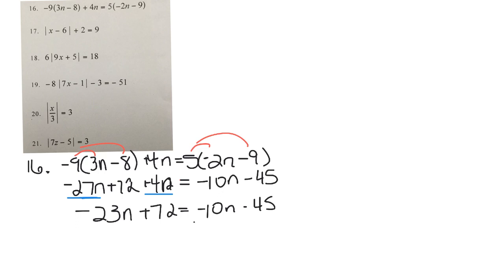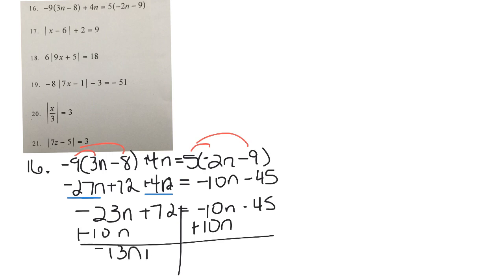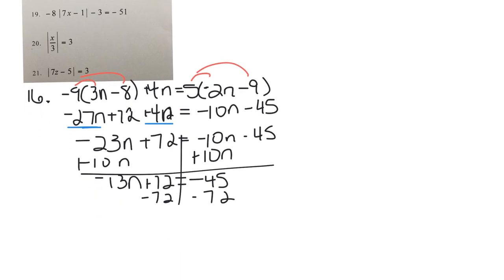And I'm going to add my 10n, because I now need to get my n's on the same side of the equal sign. So we get negative 13n plus 72 equals negative 45. And we'll subtract 72. Let's move this up a little bit while we're working. And we get negative 13n equals negative 117. And then we need to divide both sides by negative 13.